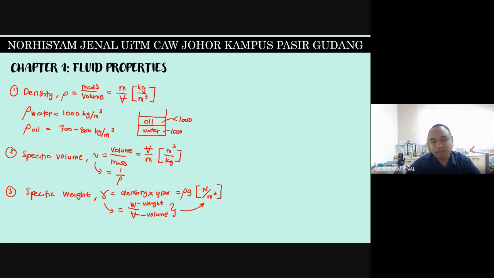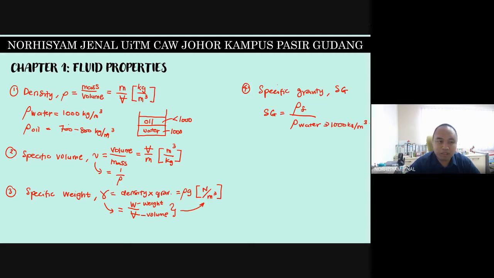Okay. Right, number 4 will be on specific gravity. Okay, so specific gravity denoted as Sg. So Sg is equal to the density of fluid of our study. For example, I have oil over here. I want to know what is the specific gravity. We compare it with the density of water. Okay, and you should know the density is 1000 kg per meter cube.